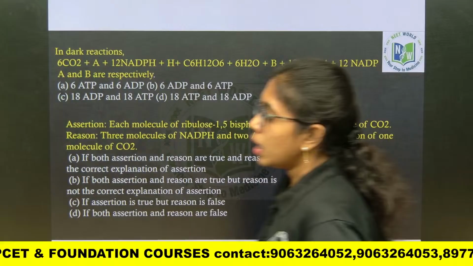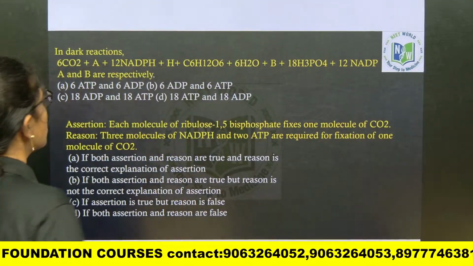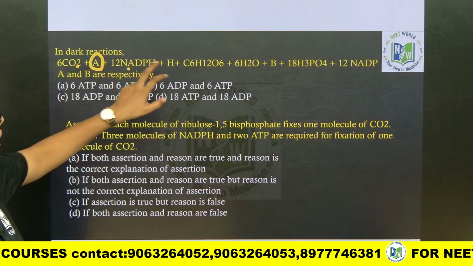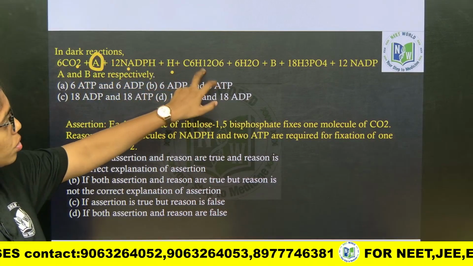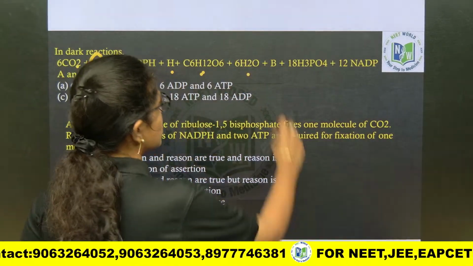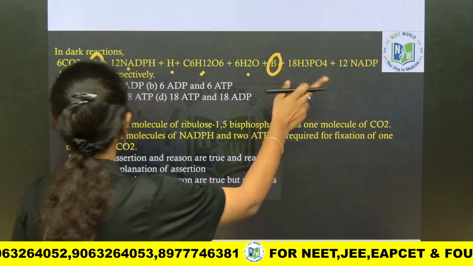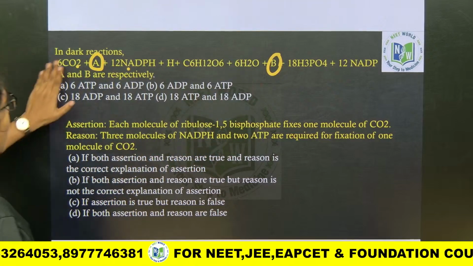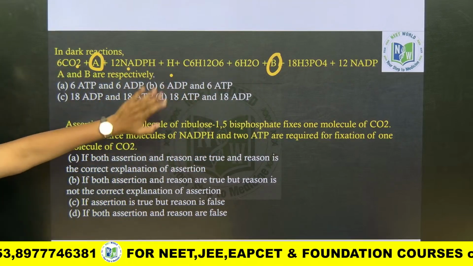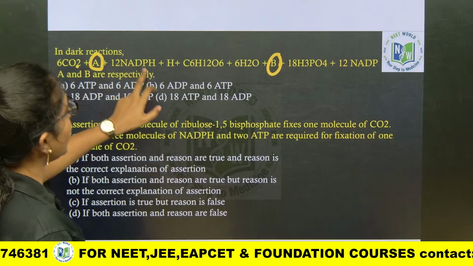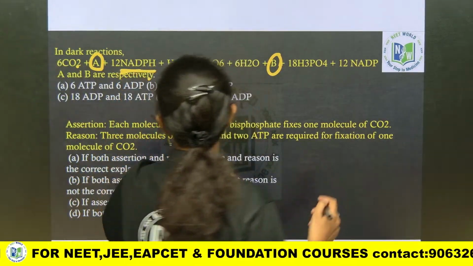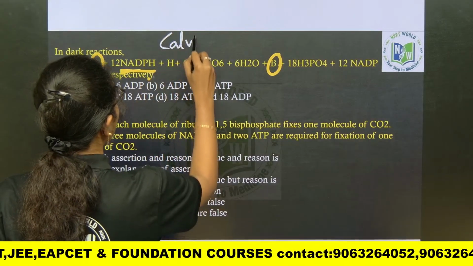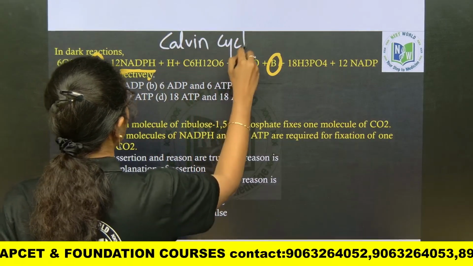Yes. In dark reactions, 6CO2 plus 12 NADPH will give rise to glucose, water plus how much of this? And 12 NADP plus. We have to identify A and B. So, this is about what? This is about when 12 NADPH is involved. This is definitely about what? Calvin cycle. Okay, Calvin cycle.